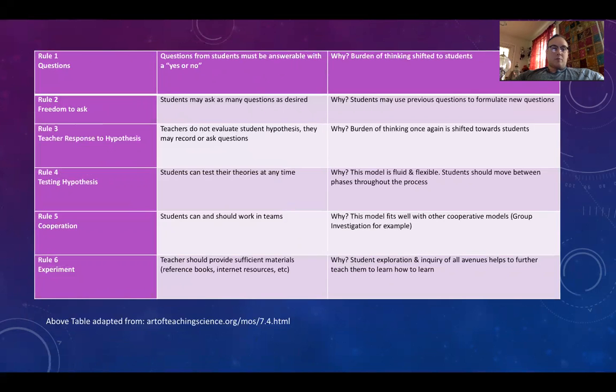I think this works best in cooperation. That's what all the research that I've done on inquiry and inquiry-based learning has said. So this blends really, really well with group investigation, I think. And obviously the sixth rule, the teacher should provide enough materials that students actually can experiment, whether that's reference books, whether that's actually being able to physically do something, or internet applets or whatever.